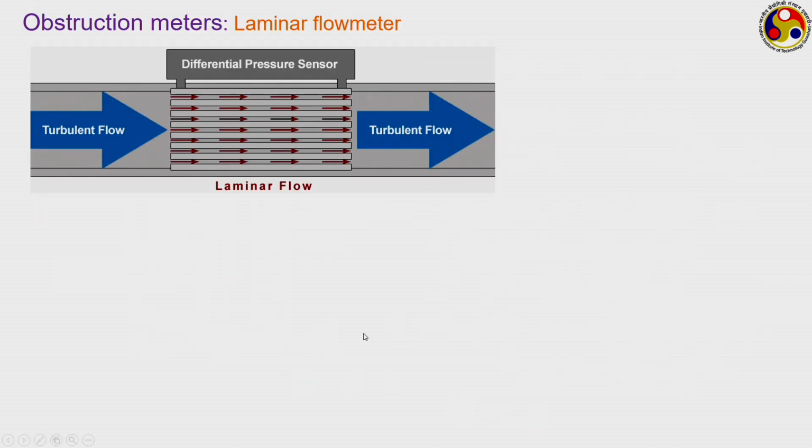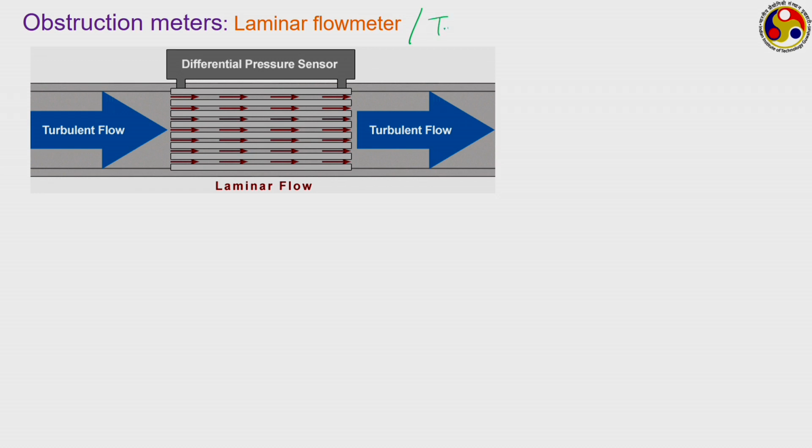Another obstruction kind of device is known as the laminar flow meter, generally used for high velocity fluids or for turbulent flow situations. In case of turbulent flow, this particular meter is also known as the target flow meter. So, this is another alternate name that is also very popular.